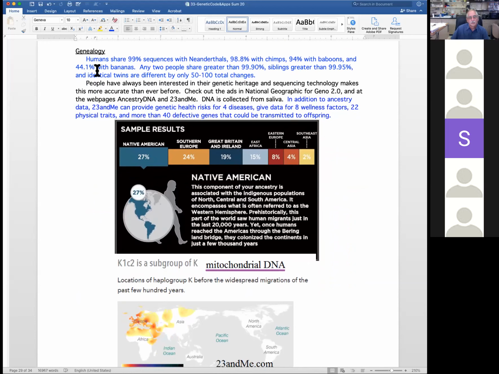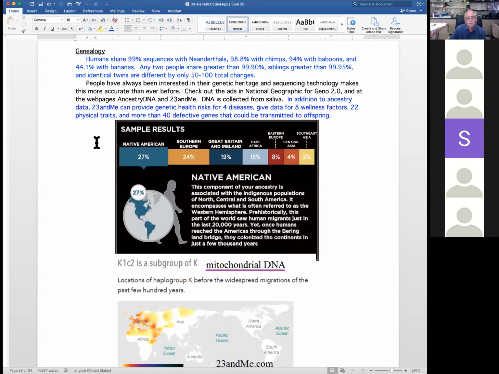Humans share 99% of sequences with Neanderthals, about the same amount with chimps, less with baboons, even less with bananas, but still 44.1% of the DNA is the same. Any two people share greater than 99.9% of their DNA. Anyway, Ancestry and other services like that can pretty much give you this kind of information.